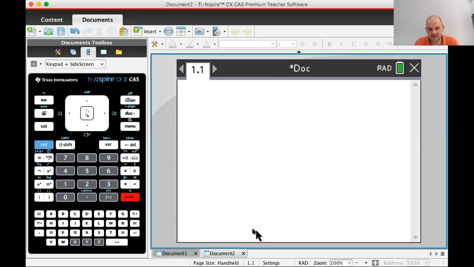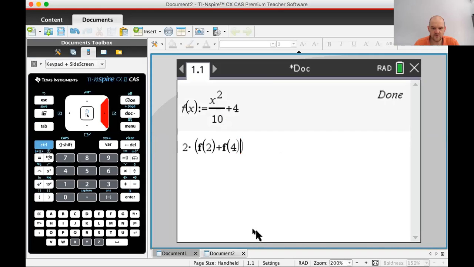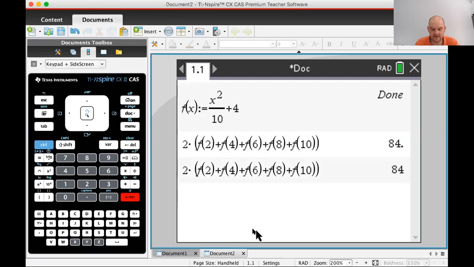I'm going to start a new document. The number one mistake that everyone makes on these is they forget to define the function. And if you don't define the function, the calculator doesn't know what you're doing, so it's not its fault that it gets it wrong. Okay. The first thing I want to do is 2 times, and then f of 2, f of 4, f of 6, f of 8. You can see this is annoying, and this is only 5. We want to do hundreds or maybe thousands. I'll get 84.